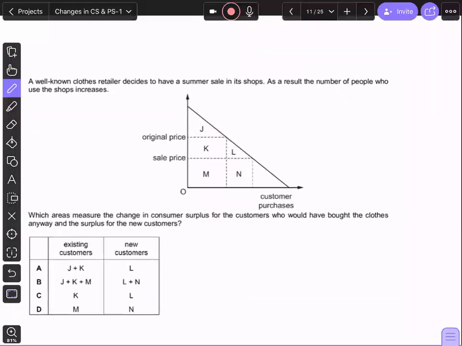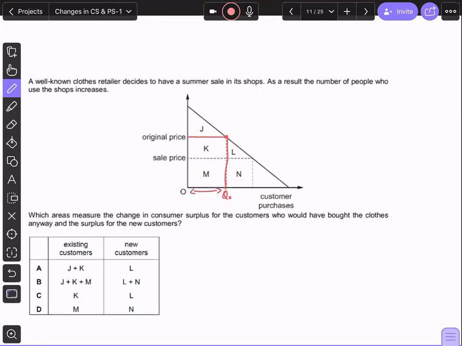A well-known clothes retailer decides to have a summer sale in its shop. As a result, the number of people who use the shops increases. Which area measures the change in the consumer surplus for the customers who would have bought the clothes anyway, and the surplus for the new consumers? वो बोलेंगे भाई दोनों के लिए क्या चेंज होगा? देखो ये आपका ओरिजिनल प्राइस है, and at this original price, this was the quantity. ये वो लोग हैं who will buy the clothes anyway.